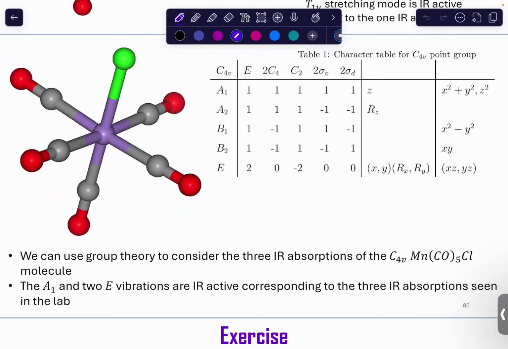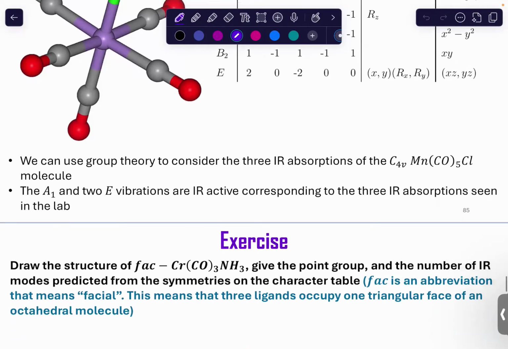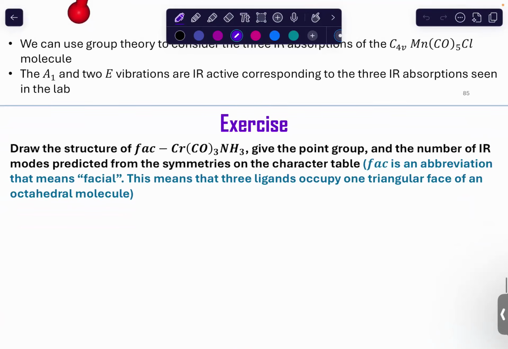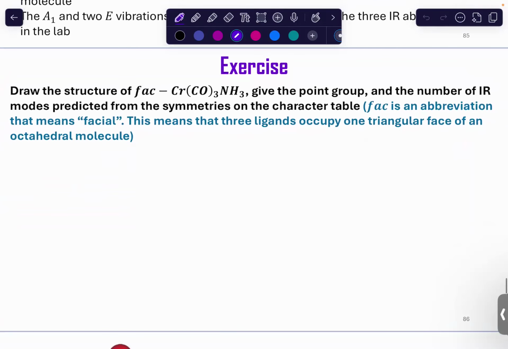And so, of course, here, your A1 and your E denote the infrared activity there. Now, this one here, I kind of wanted this one just to be more of a vocabulary thing. So here's another way to denote a molecule. fac, then you have chromium CO3 NH3. So your NH3s are amine groups. Then you'll have your 3 carbonyl groups, and this is called a facial structure.